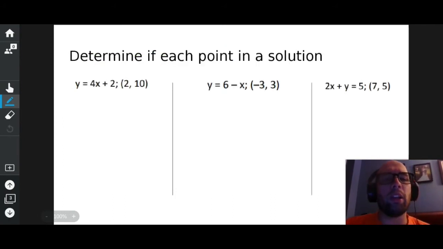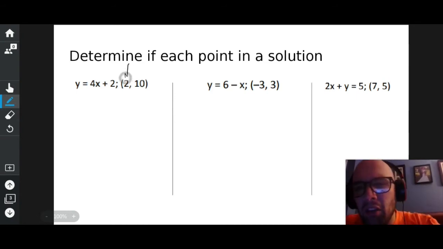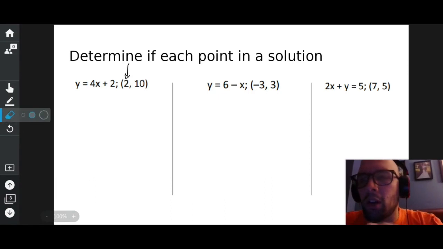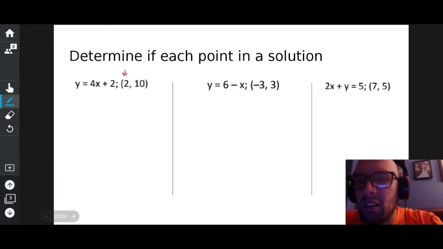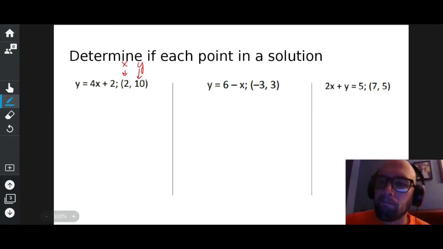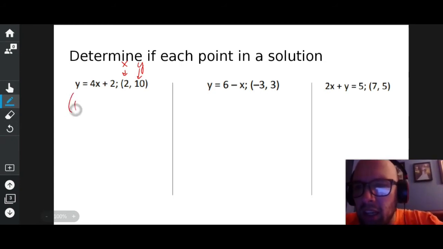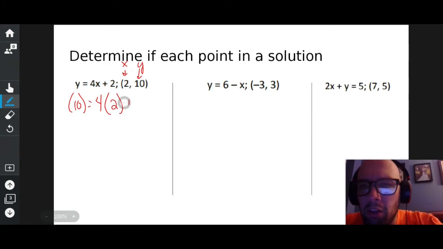Determine if each point is a solution. What does that mean? Well, that's a point right there, so you must be, let me use different colors, you must be an X, and you must be a Y. So let me start plugging things in. Let me replace Y with 10, and 4, replace X with 2, plus 2.